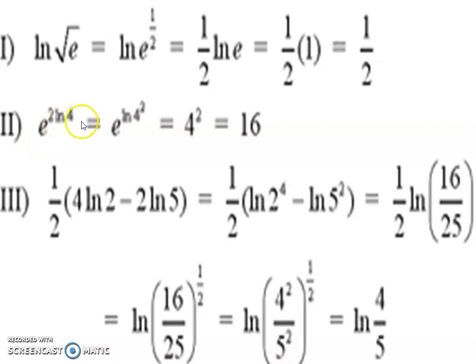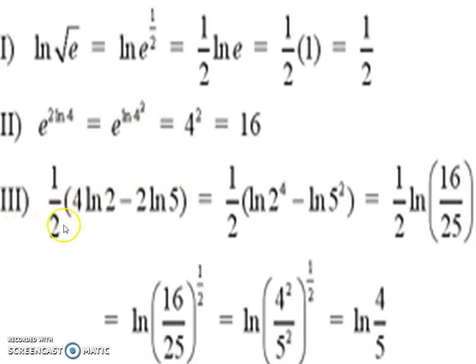Now the second example: e raised to 2 ln 4 is equal to e raised to ln 4 raised to 2. We know that e is the base and ln also has base e, so these terms cancel and we get only 4 square. We know that 4 square is 16. So we use the pattern that n log m is log m raised to n. The base is e and ln also has base e, so these cancel and we remain with only 4 square, that is 16.